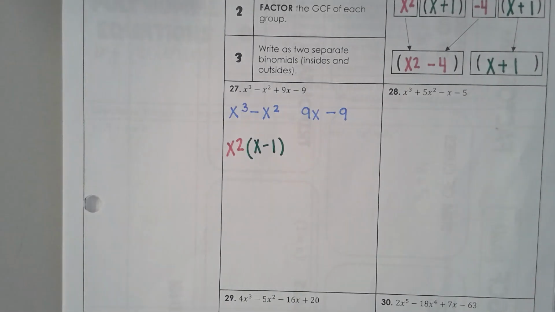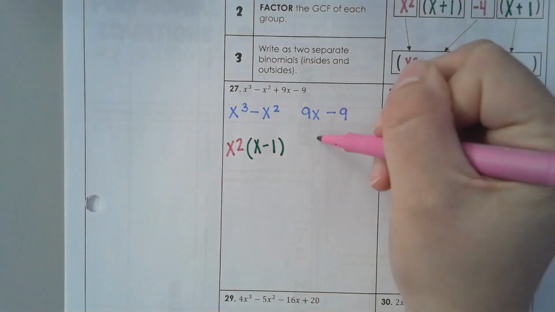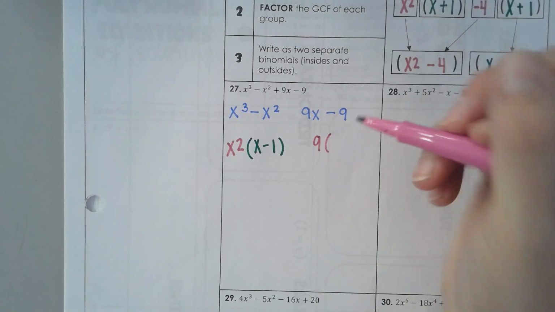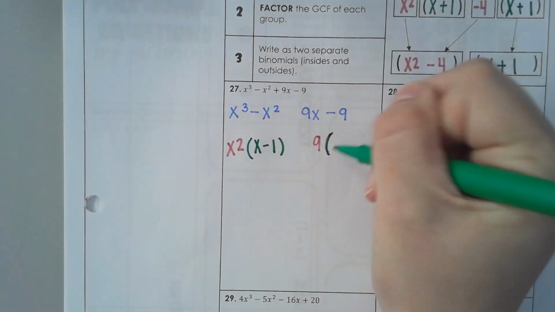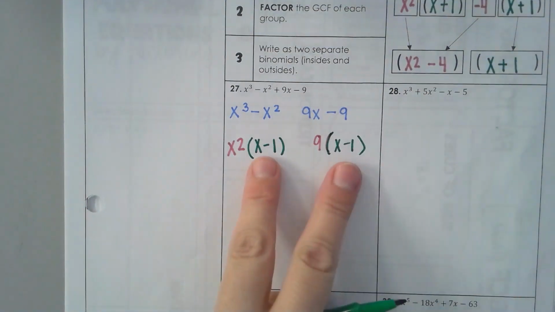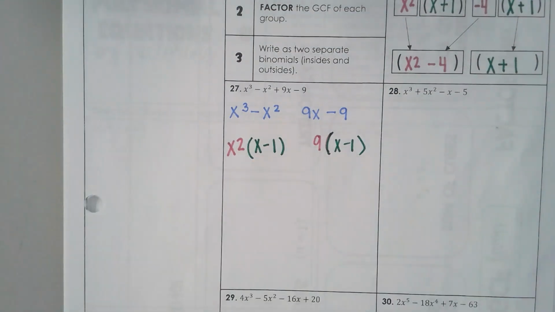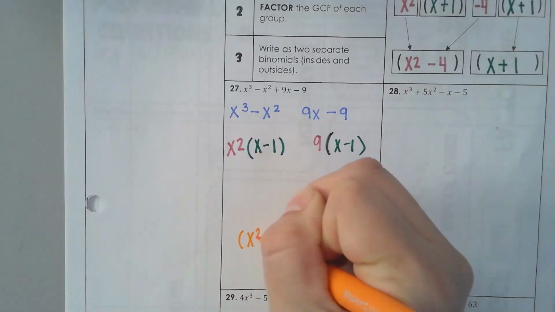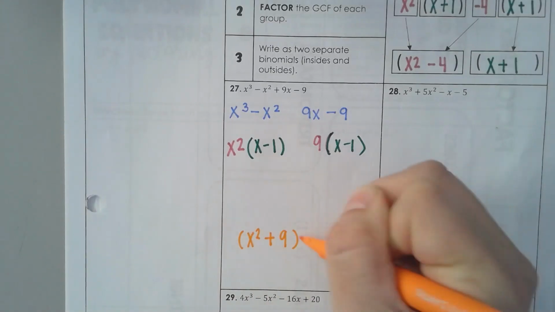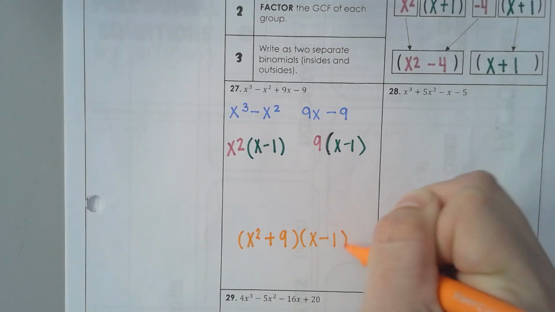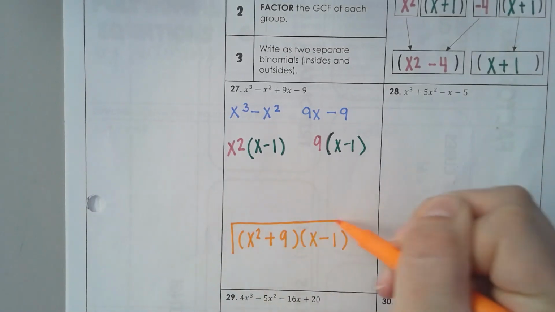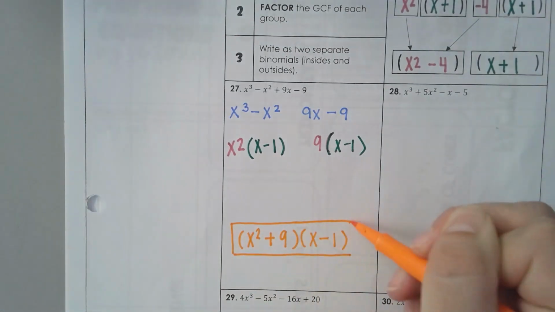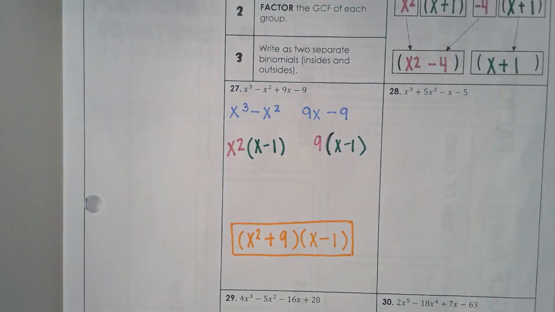What's the GCF of the second group? 9. Leaving me with x minus 1. Do my 2 parentheses match? Yep, so I am good to go. So my final answer is x squared plus 9, x minus 1. It does not matter which one you write first. If you write the x minus 1 first and then the x squared plus 9, or vice versa.